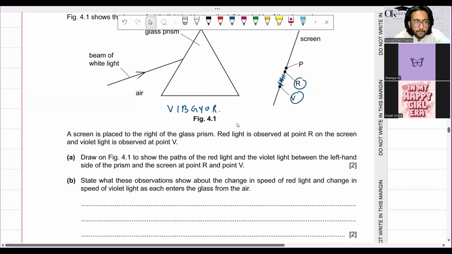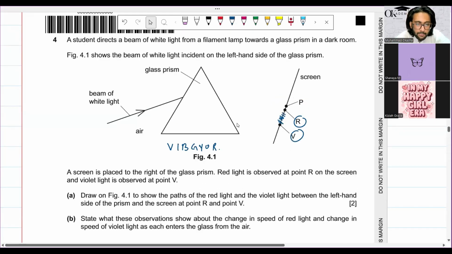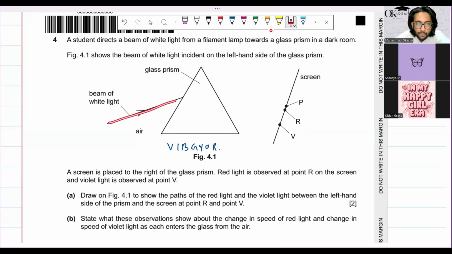Draw on figure 4.1 to show the path of the red light and the violet light between the left-hand side of the prism and the screen. What we're supposed to do here is fill in a disconnect. You see, the light is entering, but we do not see a line passing through the prism. We do not see the light refracting and entering there. That's what we have to draw. This is exactly what is being asked. So we have to show the path of the red light and the violet light between the left-hand side of the prism and the screen, the points R and V.